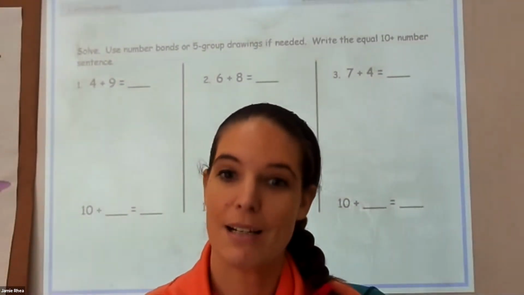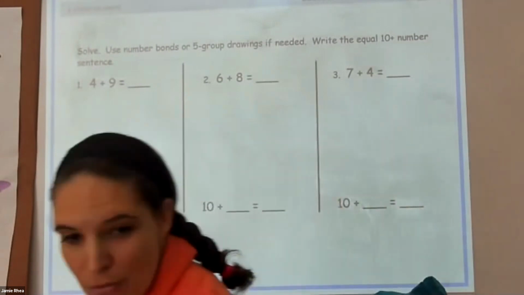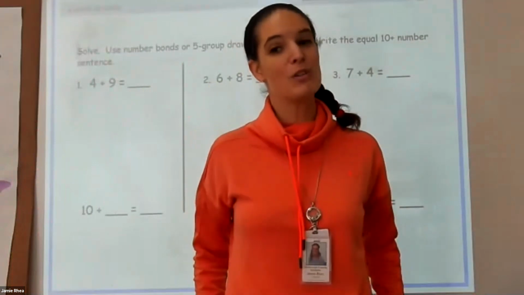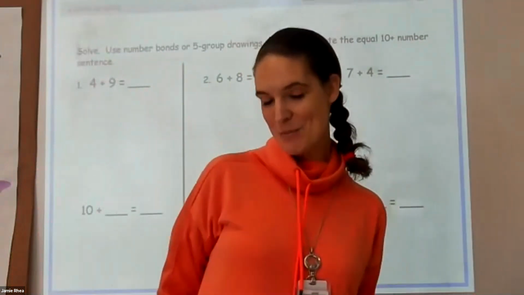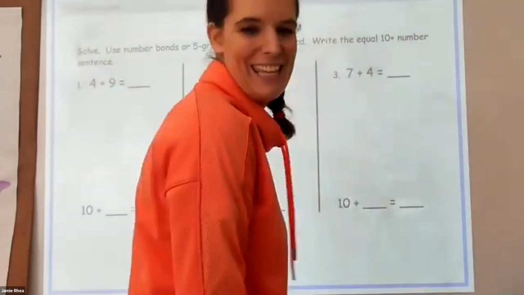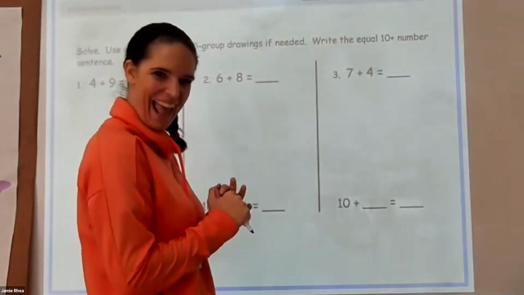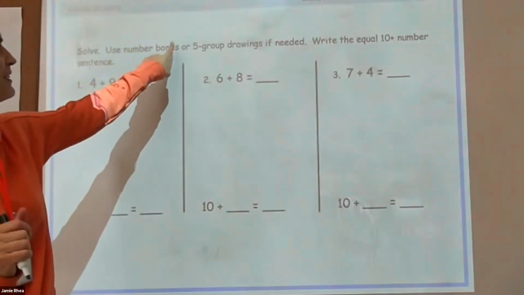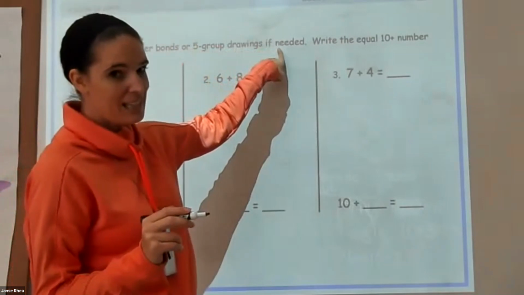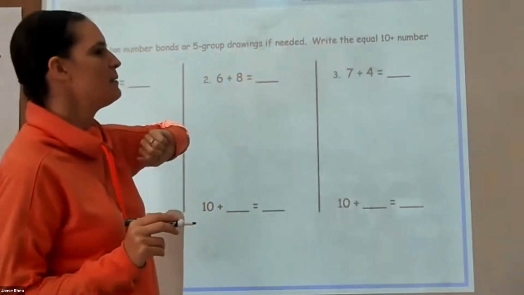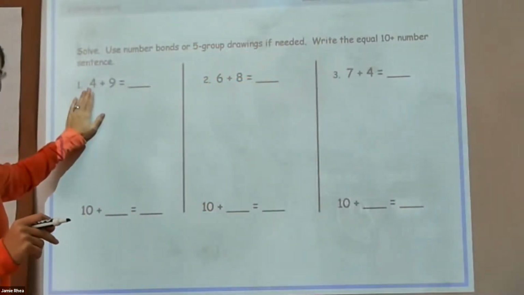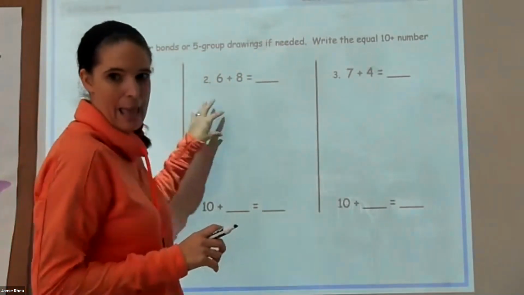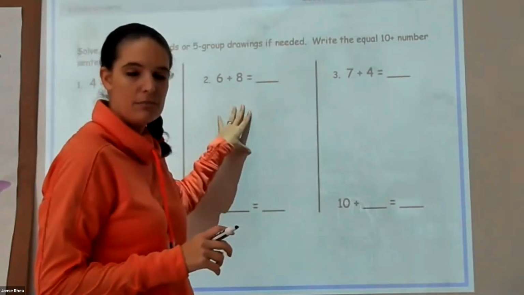Remember, what do we always have to do first so we know what we're gonna do? We read the directions. And Ms. Ray is gonna go over these problems with you so you understand the directions, so when you turn it in to me, it is done correctly. If you watch my video, you'll know how to do it. Okay. Solve. Use number bonds or 5 group drawings if you need them. Then write the 10 plus number sentence. You're gonna do number 1, so I'm not gonna do number 1. Okay, now go back and read those again.